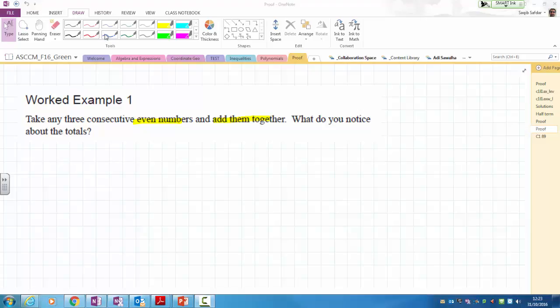Alright, let's go over what we found. 4 plus 6 plus 8 gives you 18. Anybody else? 6 plus 8 plus 10. What else do we have? 10 plus 12 plus 14. Sabiha's group.